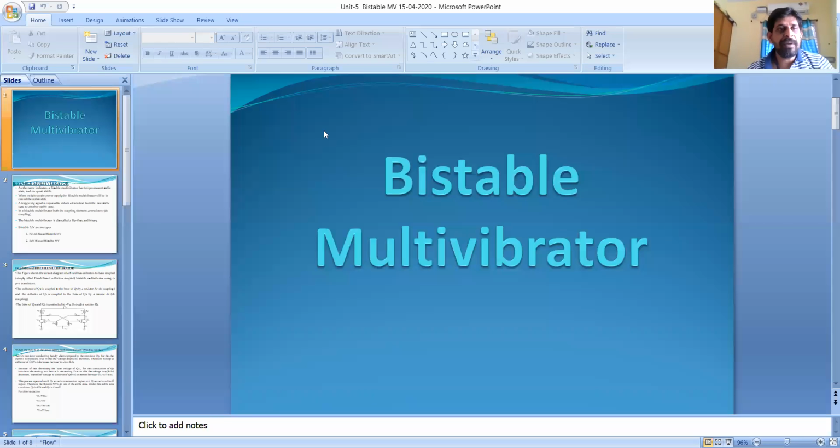Come to know first multivibrator. Already we say that multi means many. Multi means many, vibrations means oscillation. Many oscillations producing is a multivibrator.